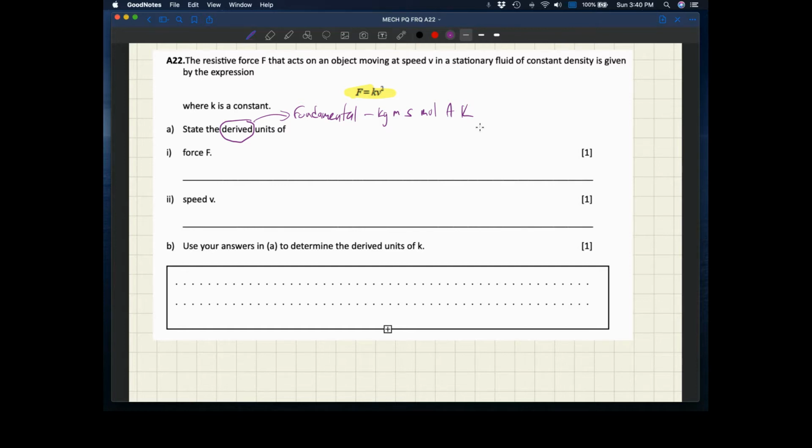So derived in this case means the units that come out of using those, either things like meters per second or newtons. In this case, the derived units of force are newtons. The speed and the velocity, the speed is meters per second. So we want to determine the units of k.